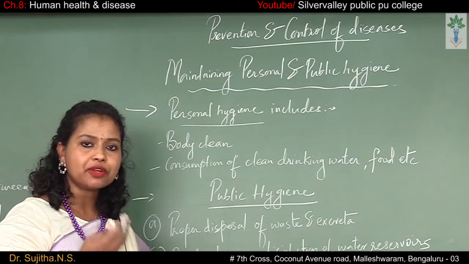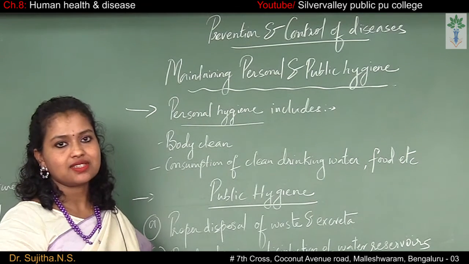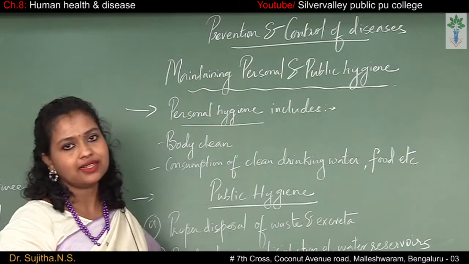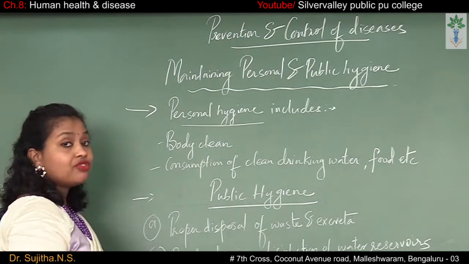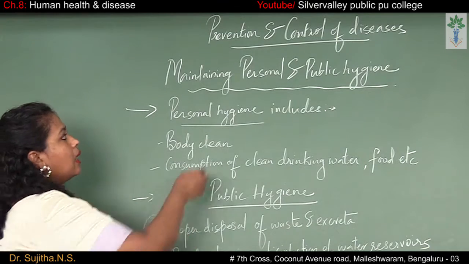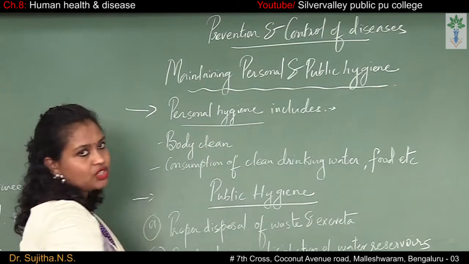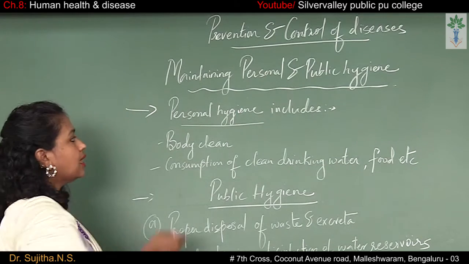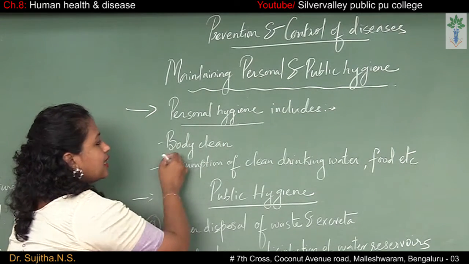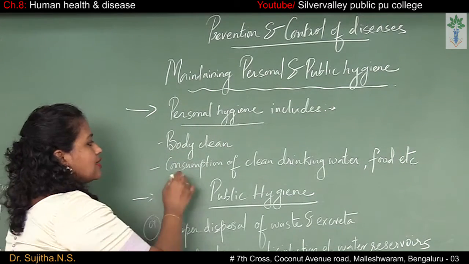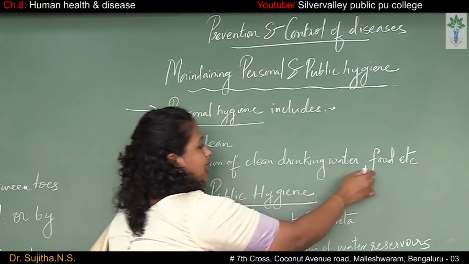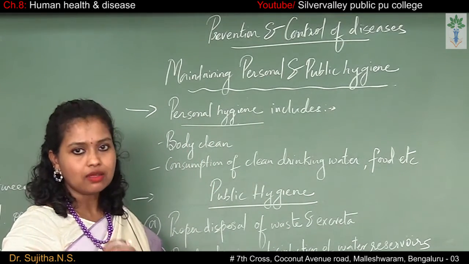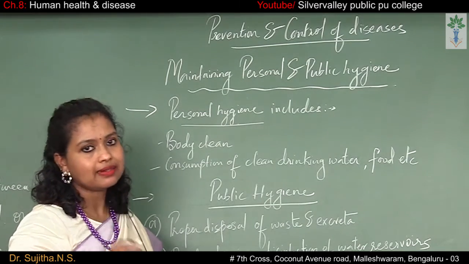Prevention and control of disease. So how can we prevent the spreading of this disease? What precautions can we take in order to avoid these diseases? First of all, we need to maintain personal and public hygiene. Let's first discuss personal hygiene. Personal hygiene includes cleaning of the body and consumption of clean drinking water and food. So we need to stay away from contaminated food and water and keep our body clean.